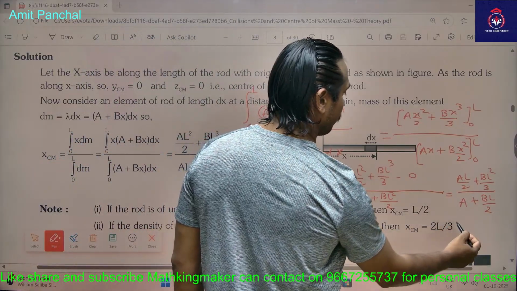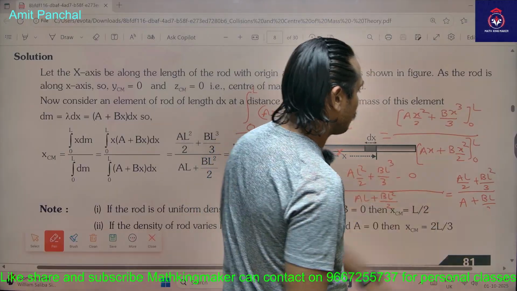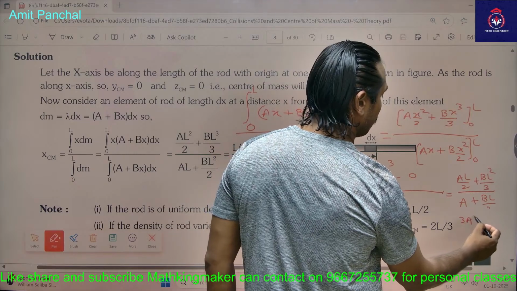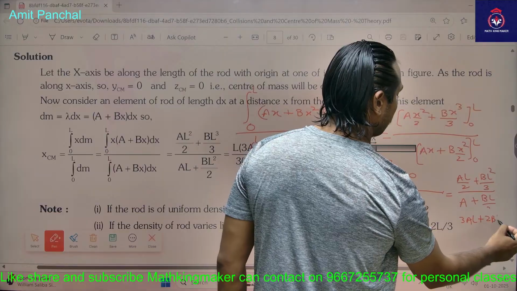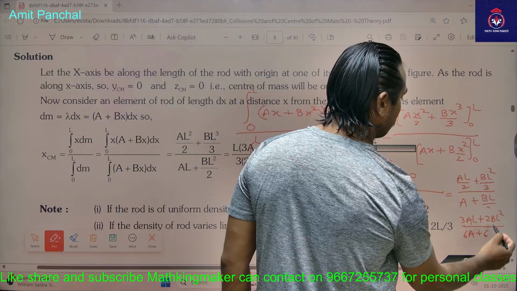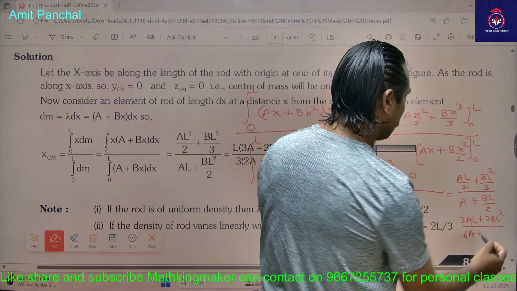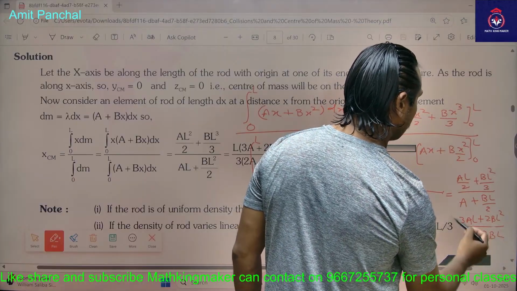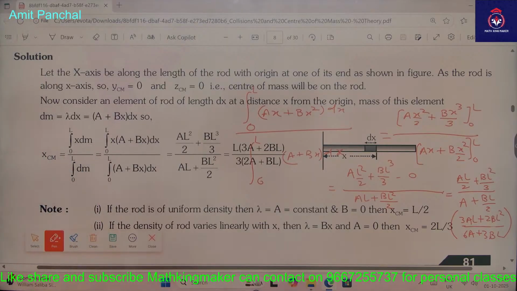Multiply with 6. So it becomes (3aL + 2bL²) divided by (6a + 3bL). Okay? So that will be the answer, isn't it? Yes. Okay.